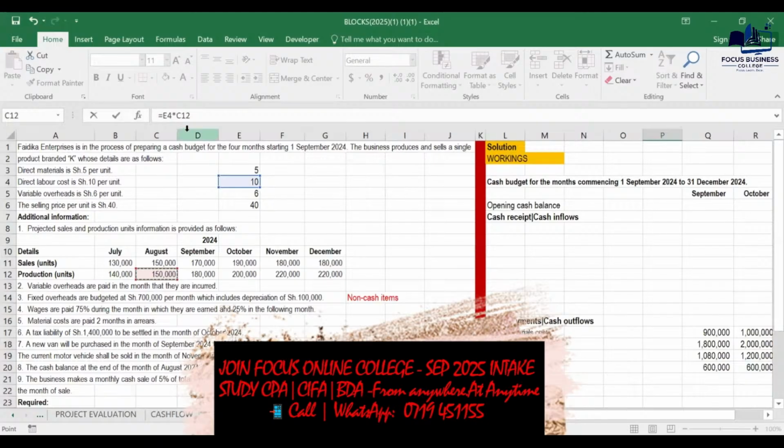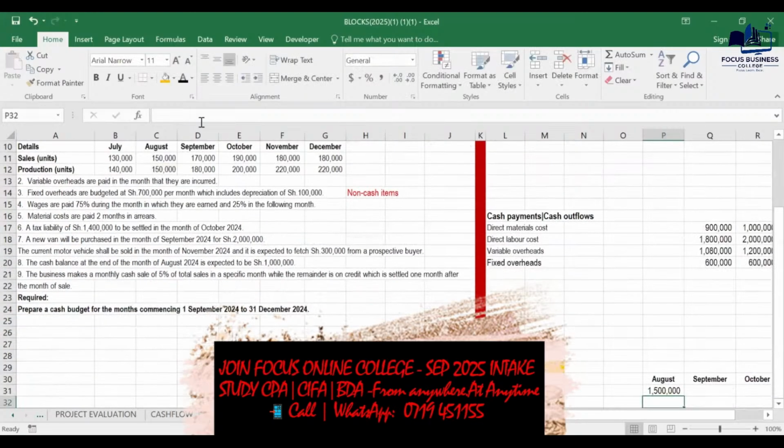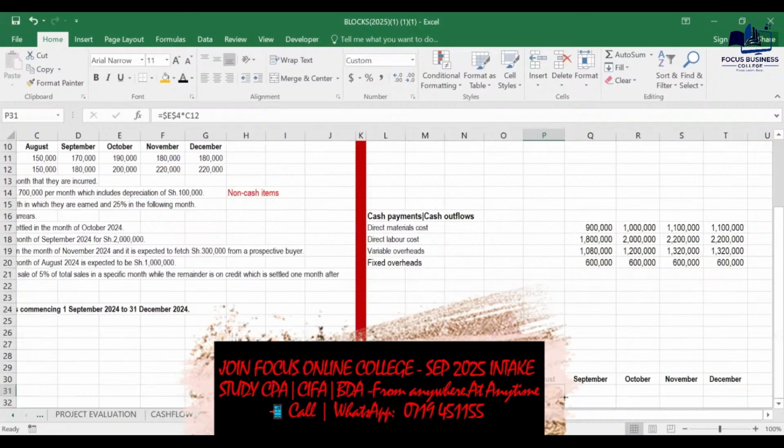And then once I have that formula, because this one will not change, but these ones will be changing, I can lock what will not change within my formula. What will not change is the direct labor cost per unit. So I can lock that one. It is cell E4. I can lock that one using the dollar sign, like that. So once I've computed that one for September, I'll be able to apply my formula across.